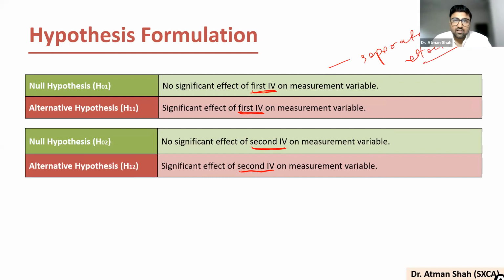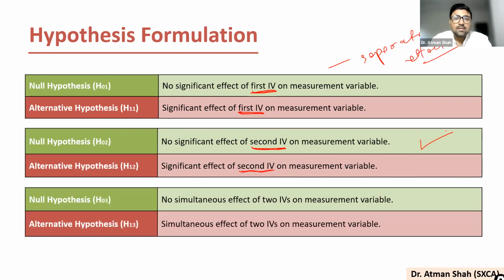So these two are for separate effect, or individual effect. So when we analyze the effect of the first independent variable, we assume that there is no effect of the second variable on our dependent variable. And when we analyze the second independent variable, we assume that there is no effect of the first independent variable on our measurement variable. Third, this is for interaction effect.